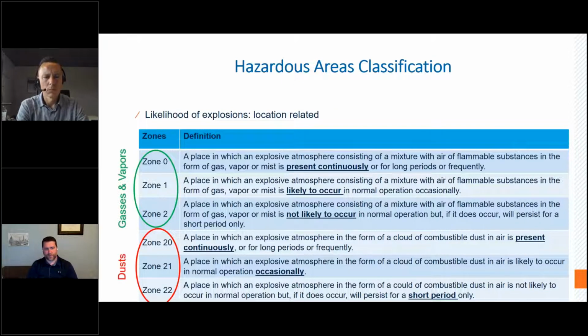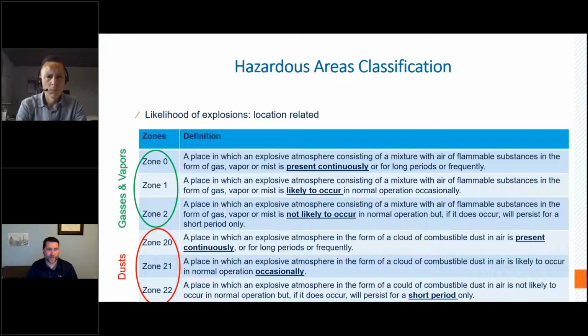So here's where we get into the definitions for these zones. For gases and vapors, you've got zone 0, 1, and 2, and for dust, you've got zone 20, 21, and 22. A zone 0 or a zone 20 is a place where the explosive atmosphere, be that gases, vapors, or dust, is present continuously or for long periods or frequently.